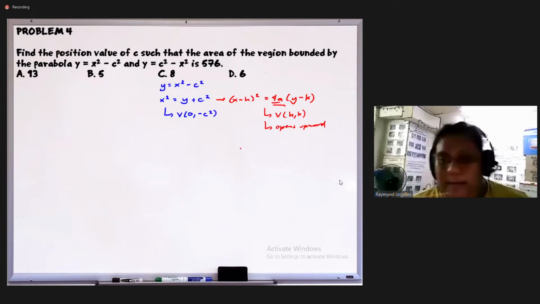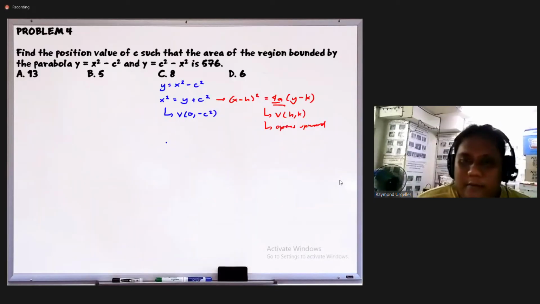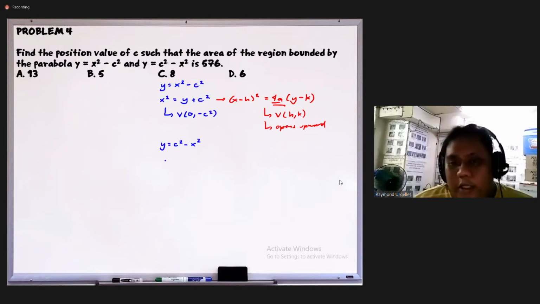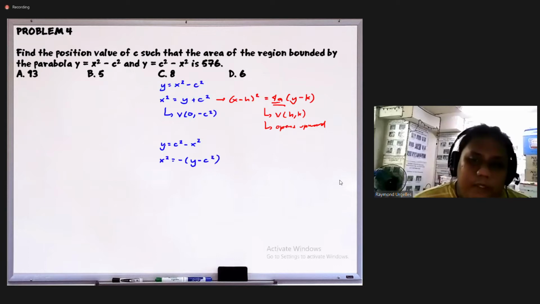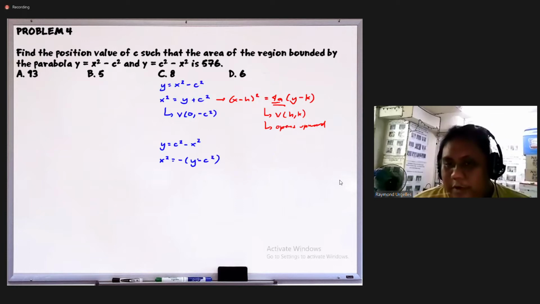Pangalawa, na kailangan nating ma-solve dito is, okay? So we have yung y is equal to c squared minus x squared. Ito yung pangalawang parabola na given. So again, rearranging this, you will get x squared will be equal to negative y minus c squared. Kasi pag nilipat ko tong y dito sa kabila, magiging negative y. Yung positive c squared, pag finactor out mo yung negative 1, magiging negative c squared.